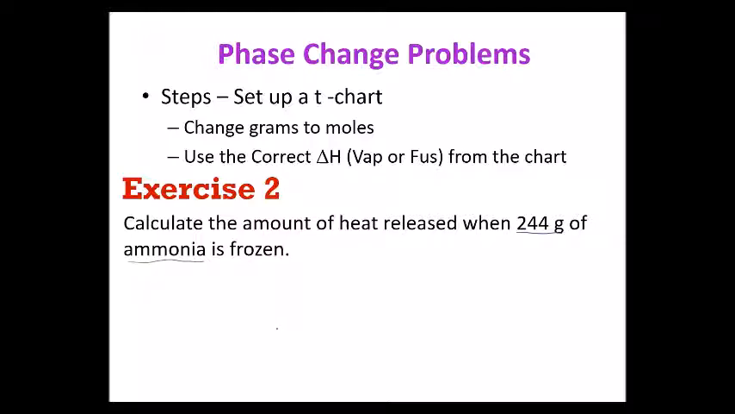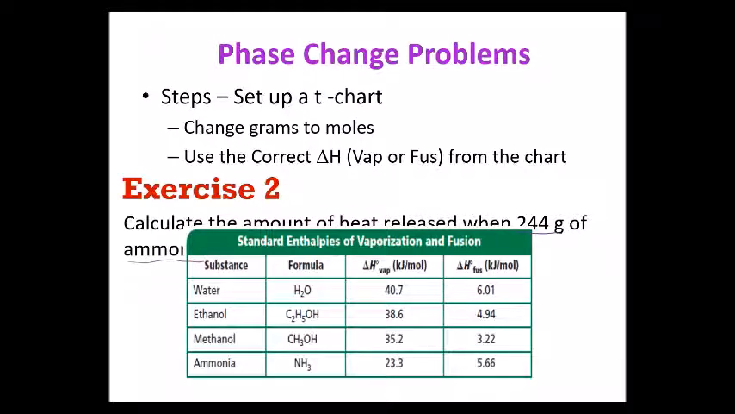So we're taking that sample, we're freezing it, we want to know how much heat is going to be released in that process. Well, I do need to look here on my chart, figure out which one I'm dealing with. Well, here's ammonia down here in the last row. Which value do I need to work this problem? We're freezing it, right? So freezing goes with which one? The fusion. So we would want the 5.66, correct? Because we're freezing, which is the opposite of the melting. The only thing is the heat's being released rather than absorbed there.